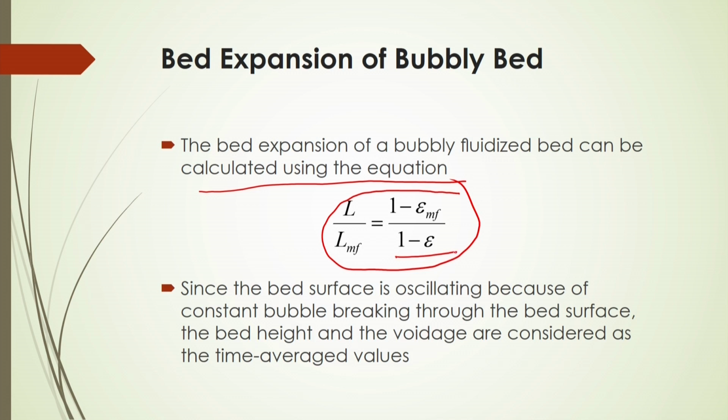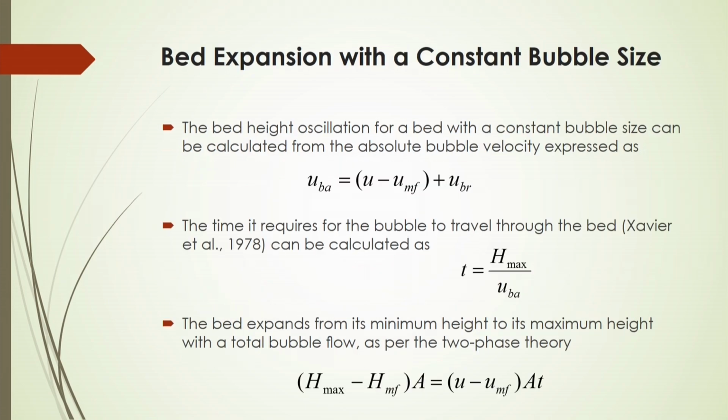Since the bed surface is oscillating because of constant bubble breaking through the bed surface, the bed height and the voidage are considered as time averaged values here, which is very important. Again, for the bed expansion with a constant bubble size, the bed height oscillation can be calculated from the absolute bubble rise velocity.